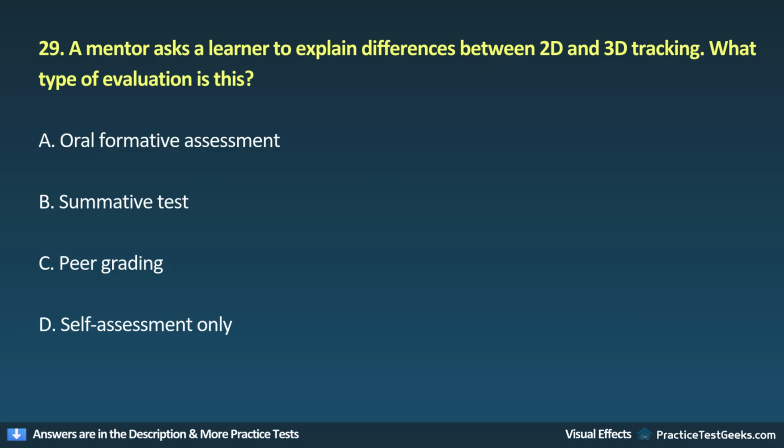29. A mentor asks a learner to explain differences between 2D and 3D tracking. What type of evaluation is this? A. Oral formative assessment. B. Summative test. C. Peer grading. D. Self-assessment only.